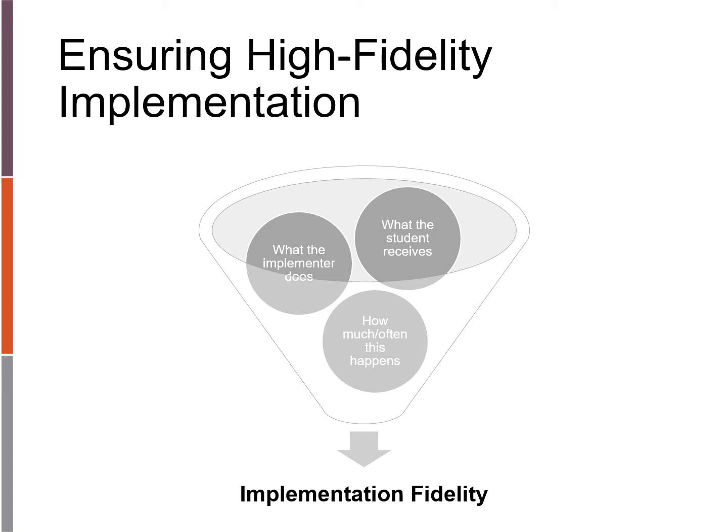The fidelity of POWER program implementation generally relates to three different factors: what the implementer does, or the practices that are used and how they're delivered; what the student receives, or the practices the student is present for and engaged in; and how much or how often the implementer does those things and the student receives those things, or the dosage of the intervention.